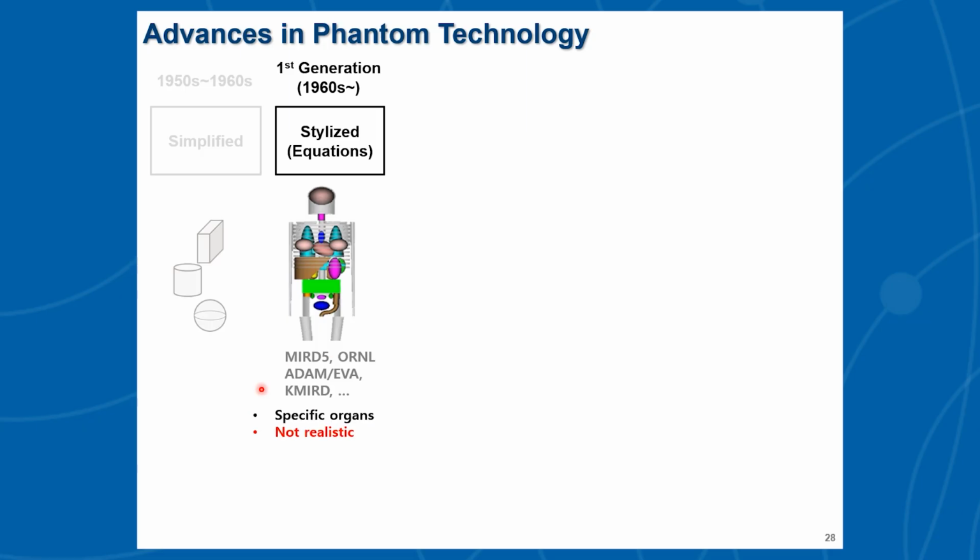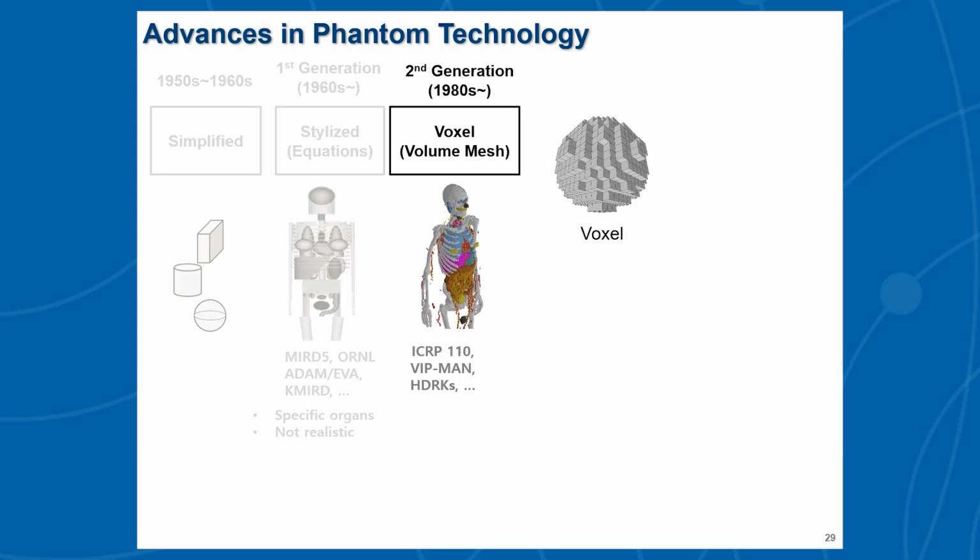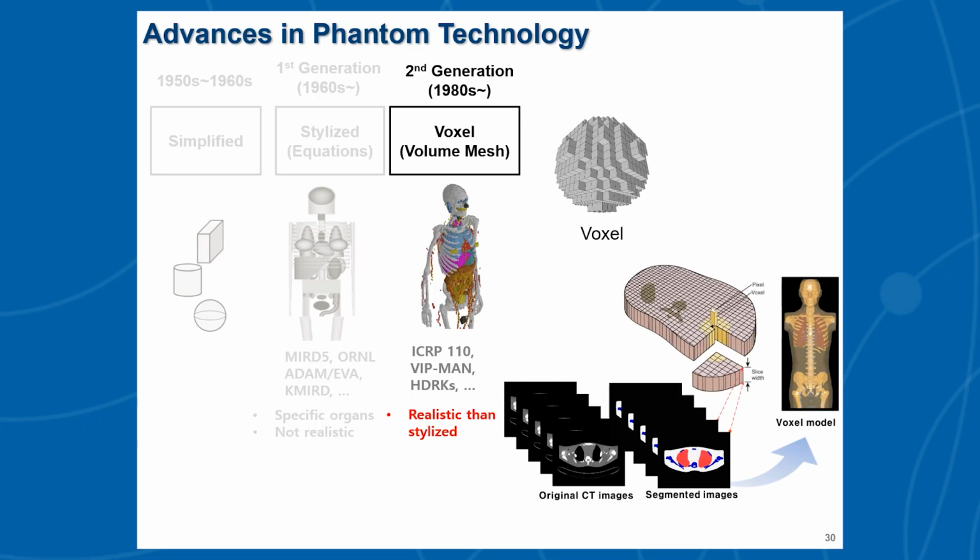However, as you can see, it is not really realistic. From the 1980s, the voxel phantoms, like the current ICRP reference phantoms, are considered the second generation of the computational phantoms. As I said before, the voxel phantoms are based on tomographic images of human anatomy and therefore much more realistic than the previous stylized phantoms.